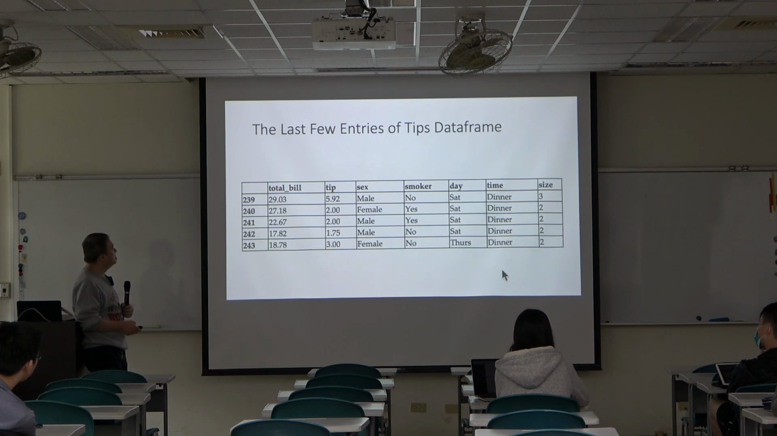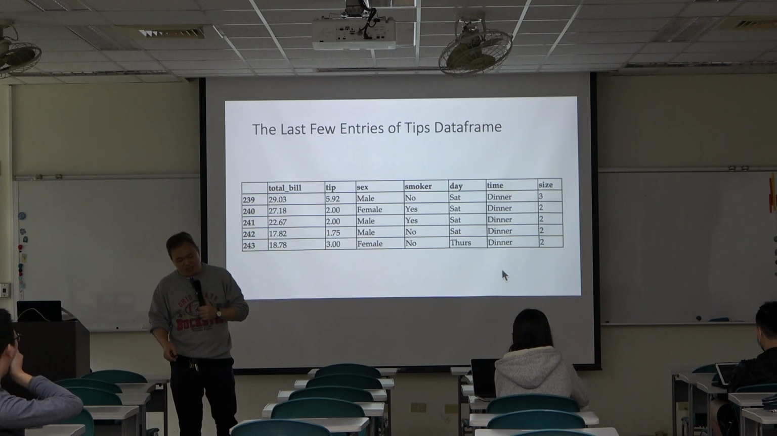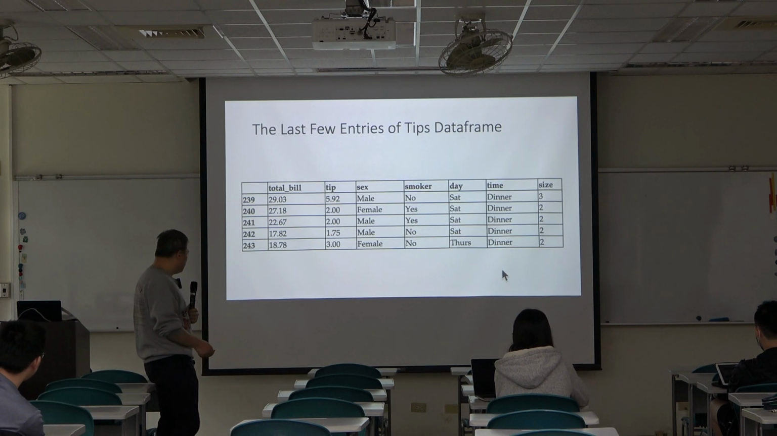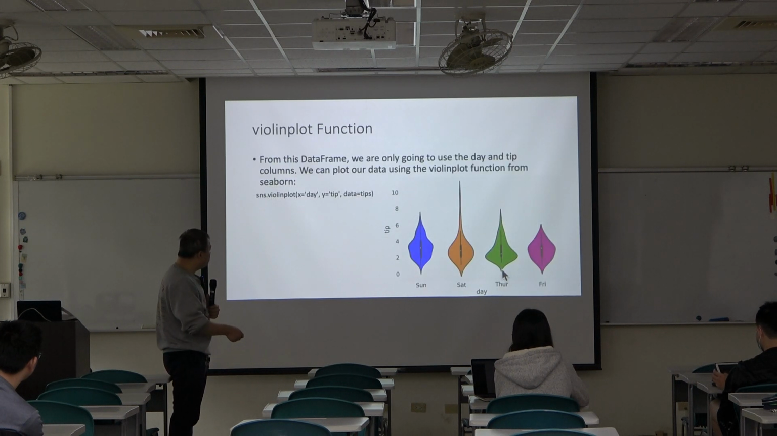Other types of behavior related to tips, you may want to check out the other columns. But for the purpose of what we are doing now, we only care about the tip and the day. Interestingly, they only collected this data from 4 days of the week: Thursday, Friday, Saturday, and Sunday. So you can see there are only 4 groups.